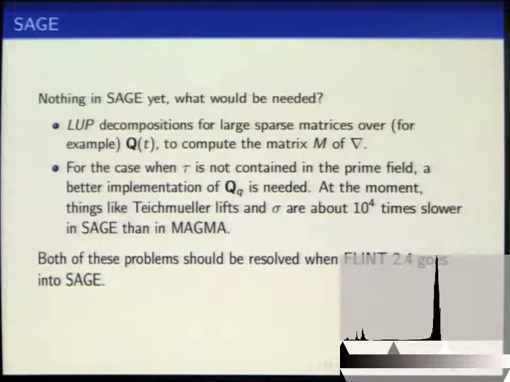Okay, so for the case when tau is not contained in the prime field, if you take a bigger fiber, then we need a better implementation of QQ, because at the moment Tuitman's algorithm and Frobenius substitution are all horrible basically. They've been implemented in quite a naive way. So this is all contained in Sebastian's code. Sebastian has connection code, deformation code, p-adic code. This code will soon go into Flint 2.4, I think. I'm not exactly sure whether this has already happened or is sure to happen. And that should then at some point go into Sage.